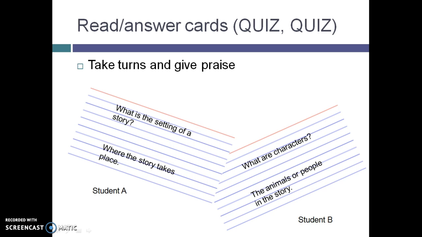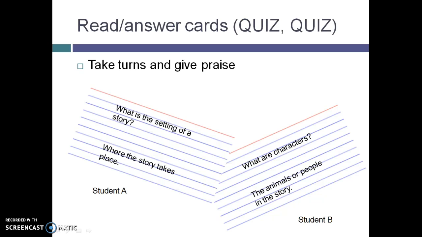Once students are in pairs, they'll have an index card with a question or a vocabulary word, something that their educator wants them to review. For example, Student A will say to Student B, "What is the setting of a story?" And Student B will say that the setting is where the story takes place. If Student B does not know what the setting of a story is, Student A can give clues, but Student B should really be the one to answer the question.